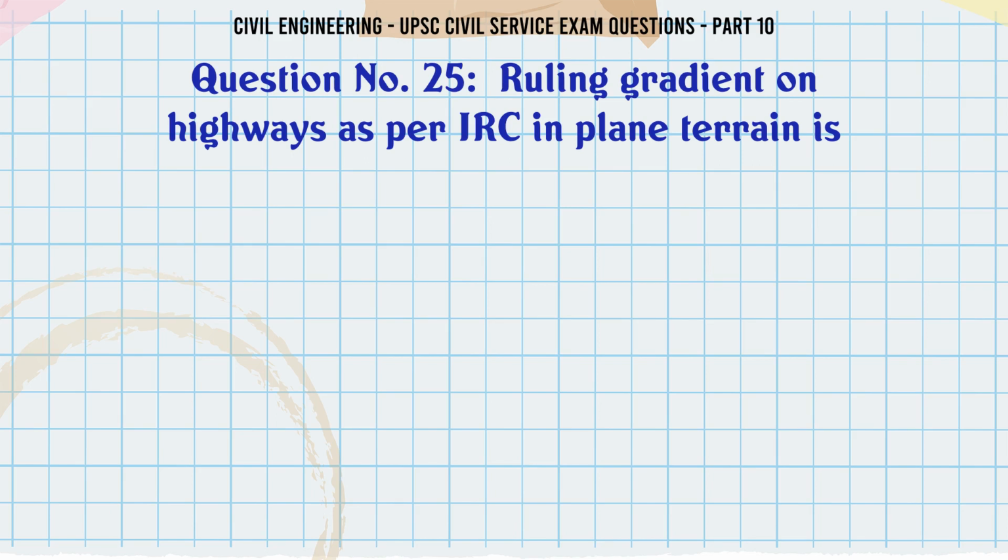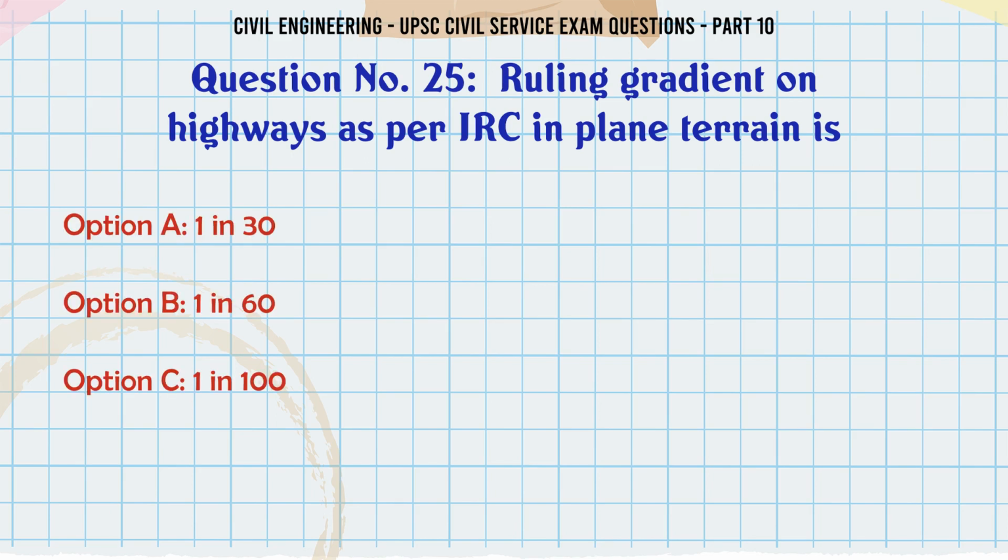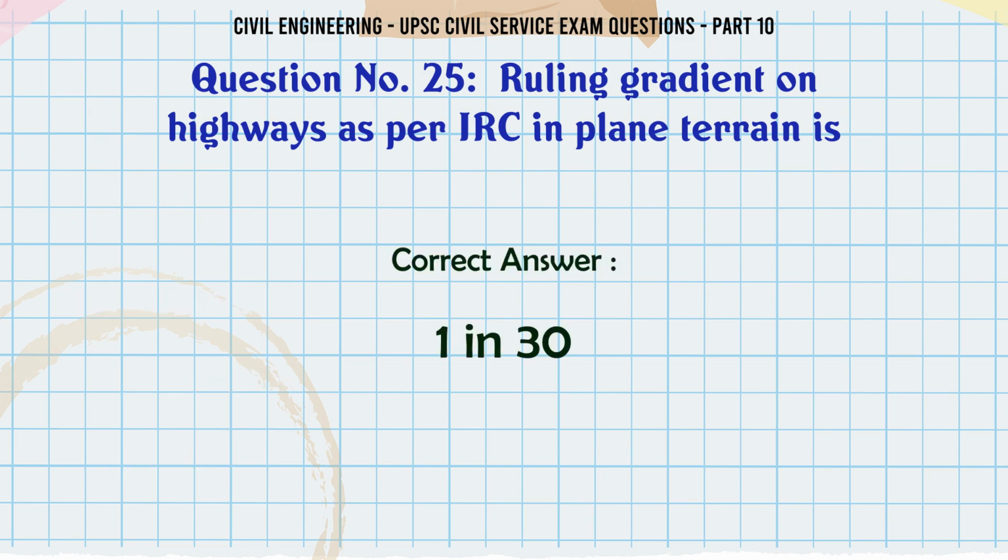Ruling gradient on highways as per IRC in plain terrain is: A. 1 in 30, B. 1 in 60, C. 1 in 100, D. 1 in 200. The correct answer is 1 in 30.